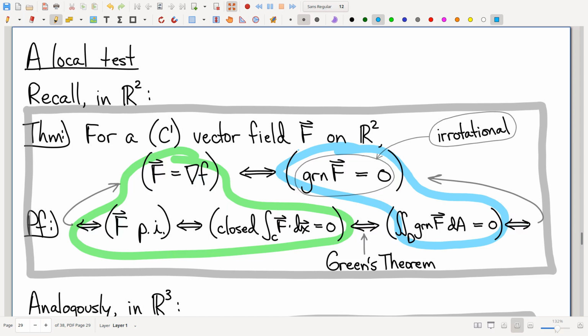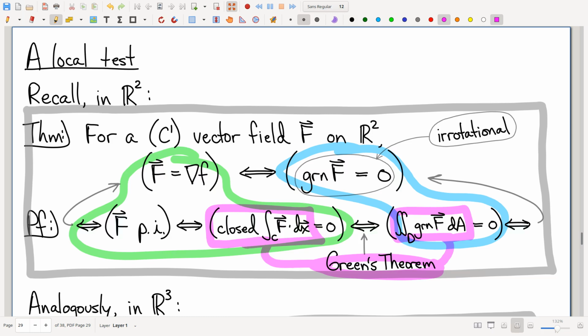So two different sets of statements, and notice that they are connected, and I can connect one to the other by way of Green's theorem. Green's theorem tells me, as it does, that closed vector line integrals, aka circulations, can be computed as a double integral of Green's operator.